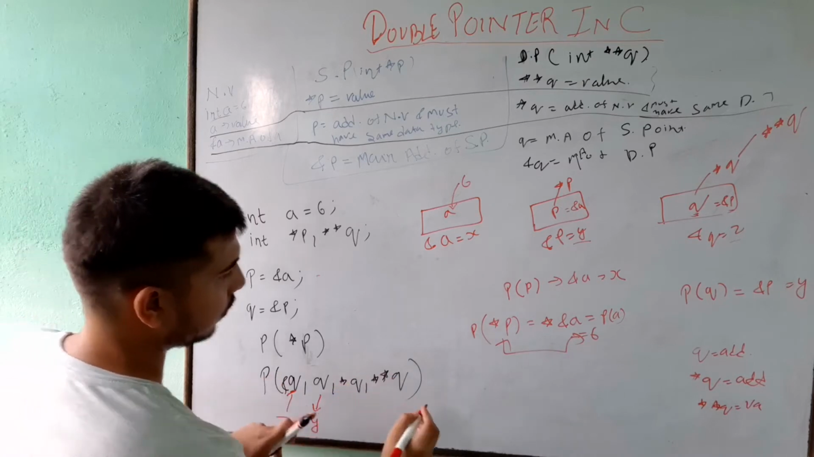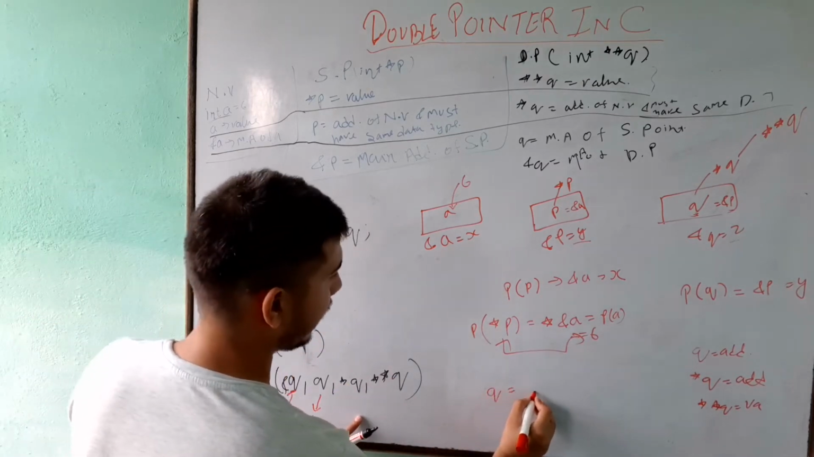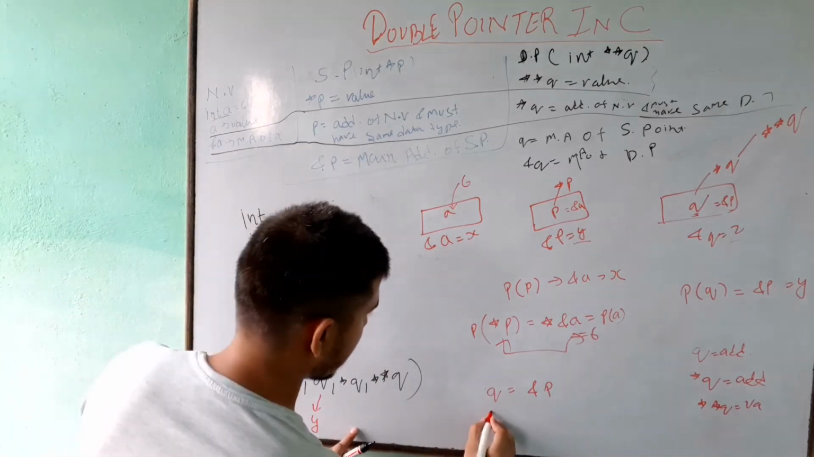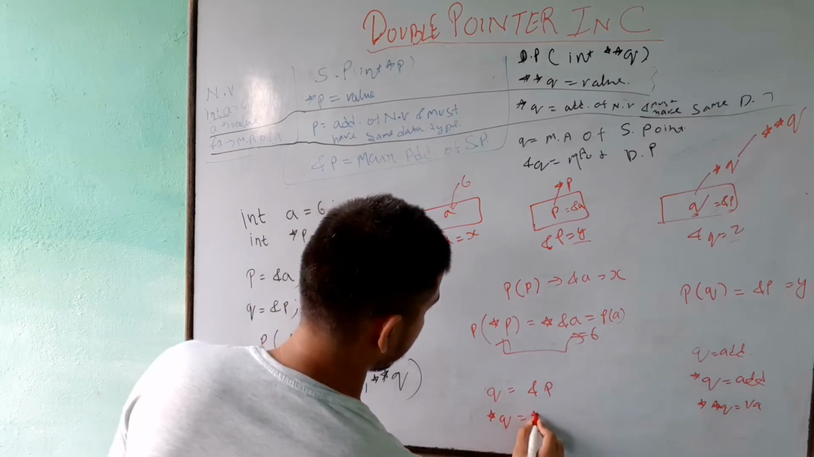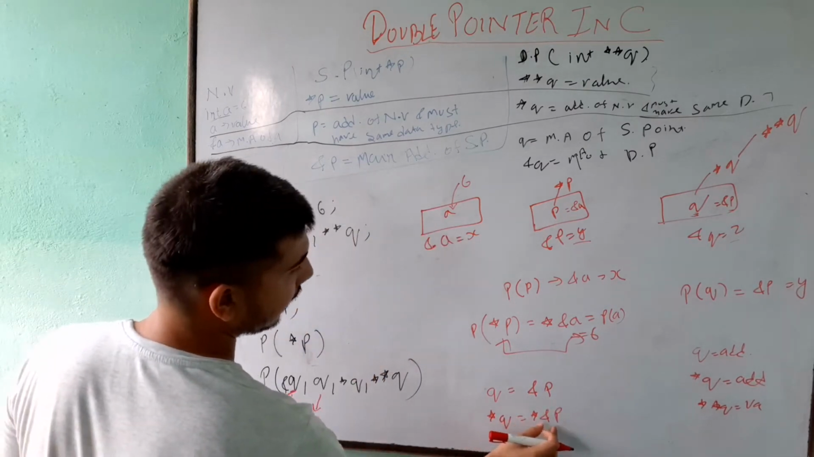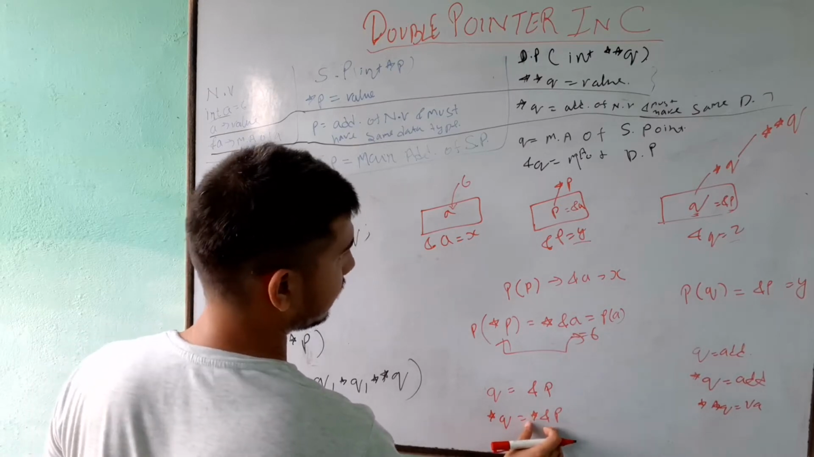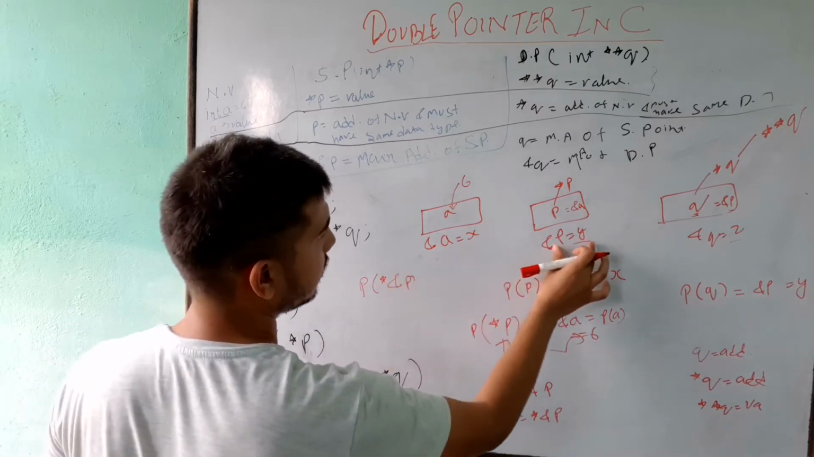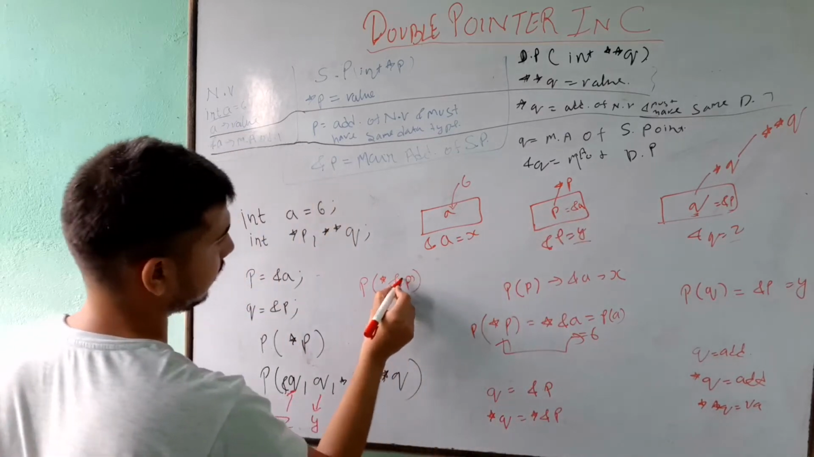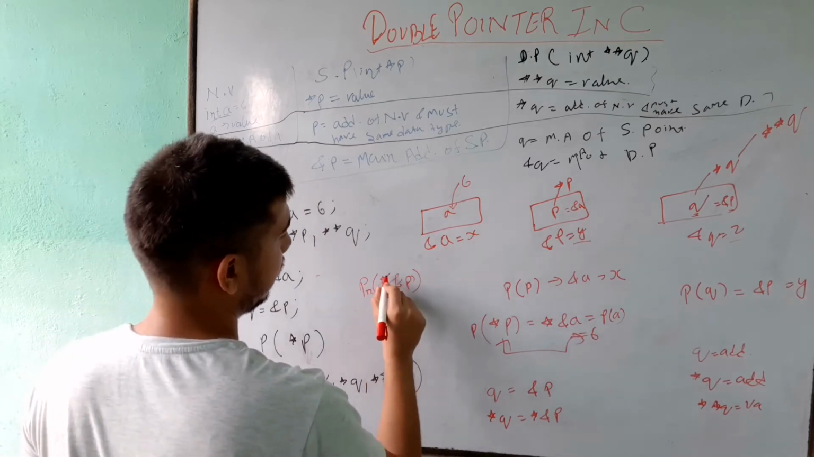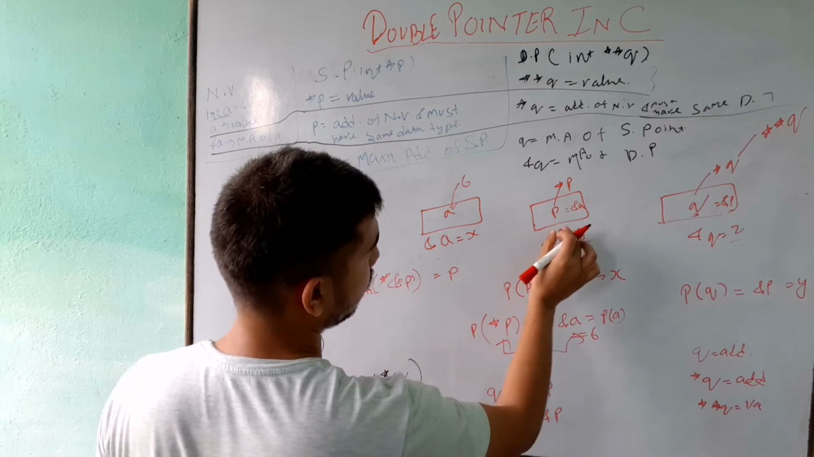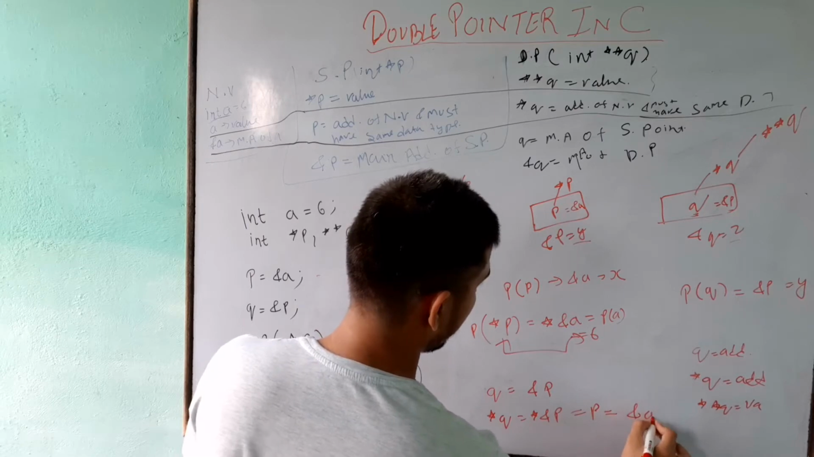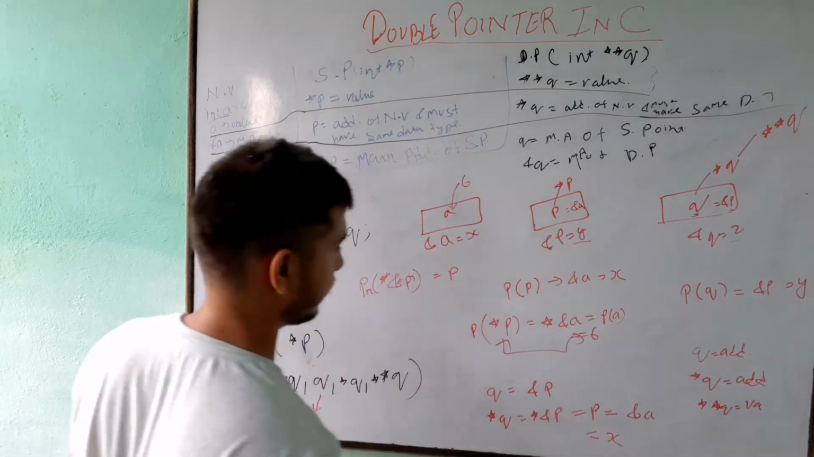Asterisk q, now asterisk q, what is q holding? Q is holding &p, right? What will asterisk q become? Asterisk q will become asterisk &p, meaning something that is present in this address, okay. Now if I ask you what is printf of asterisk &p, what is present here? It will give me simply p. So what is p? p equals &a, and &a is equal to x, okay.